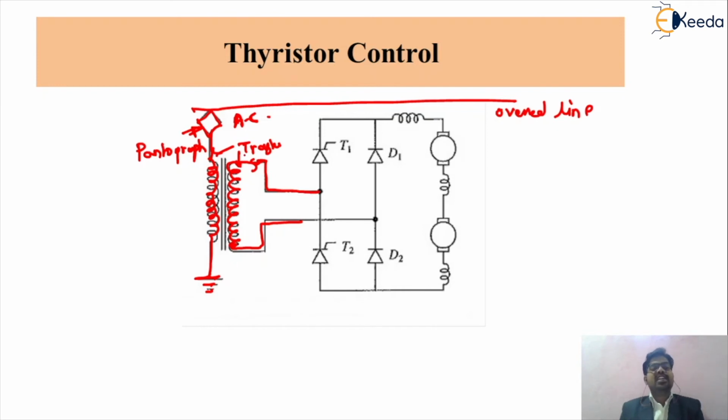Why are we using this transformer? Because this transformer will step down the voltage of your AC transmission line, and according to our requirement, the supply voltage is given to your thyristor control strategy. So what will happen in the thyristor control?